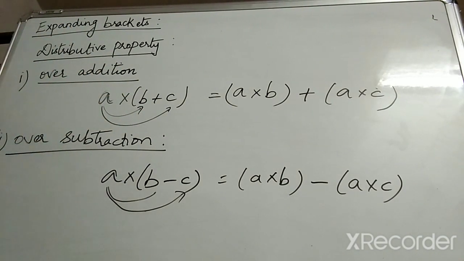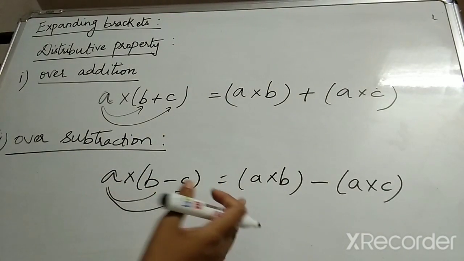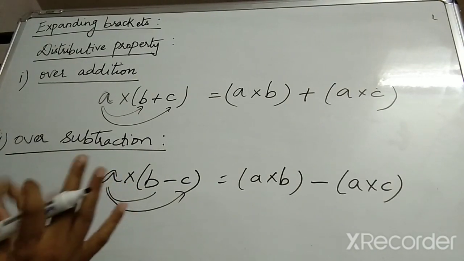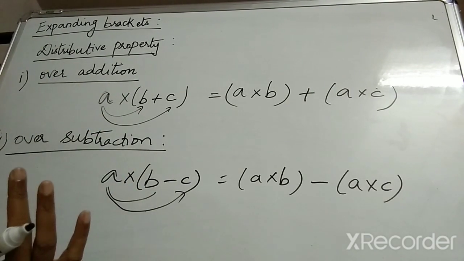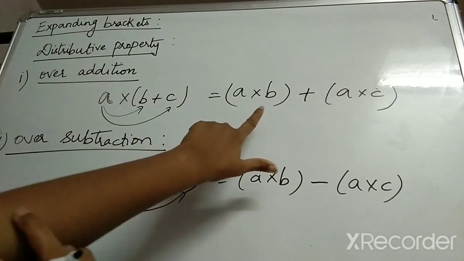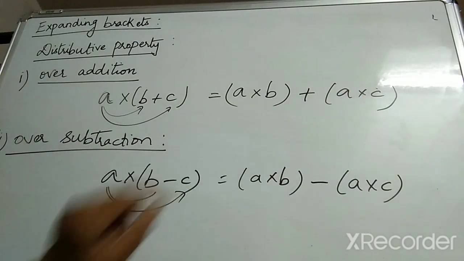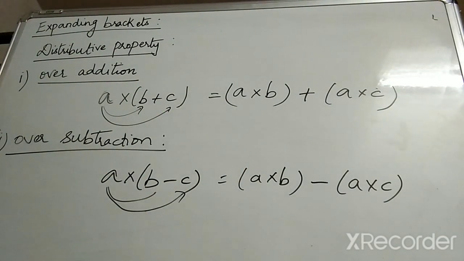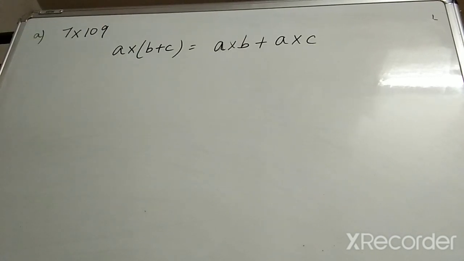All other properties, we have many properties. All those properties we will learn in our chapter 2. At present for our chapter 1, you have to know what is distributive property over addition. Okay, so it is A into (B plus C) is equal to A into B plus A into C. Based on this, we will do 2 or 3 example problems. Clear, children?